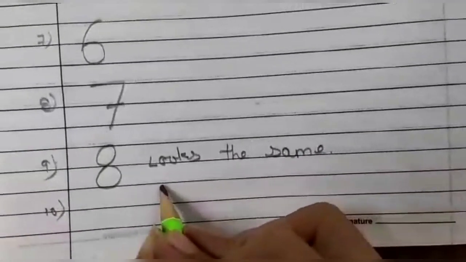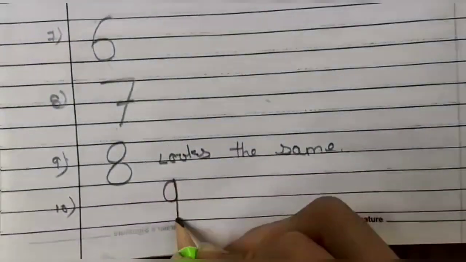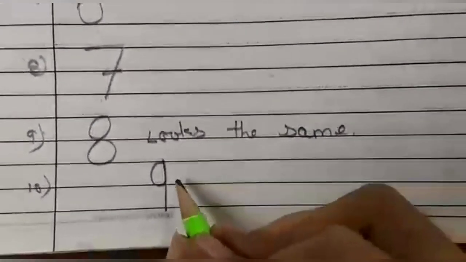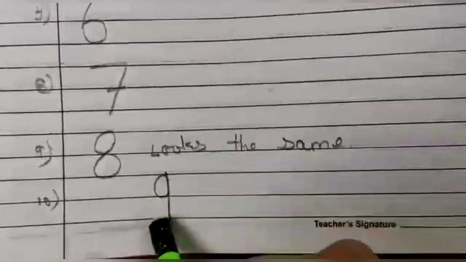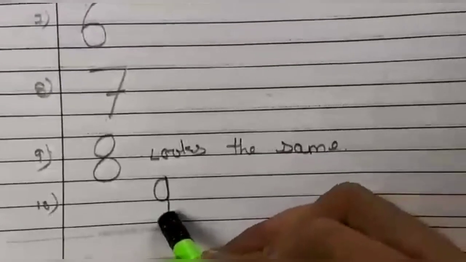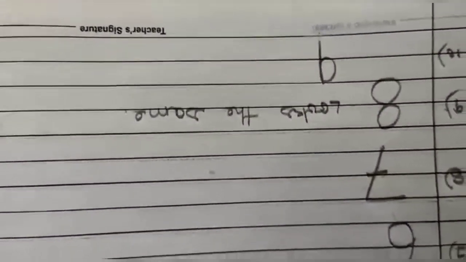Number 9. Isn't it, students? I will write the simple 9. Okay. Number 9. When we turn it up, it doesn't look the same. ये तो B लगता है, 9 नहीं लगता. It doesn't look the same.